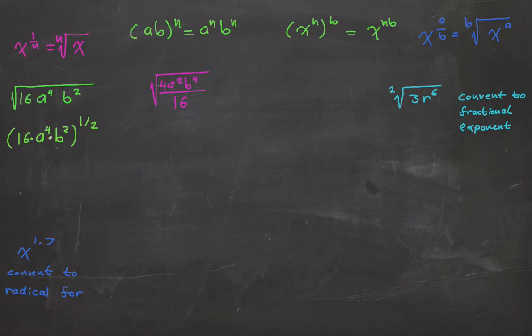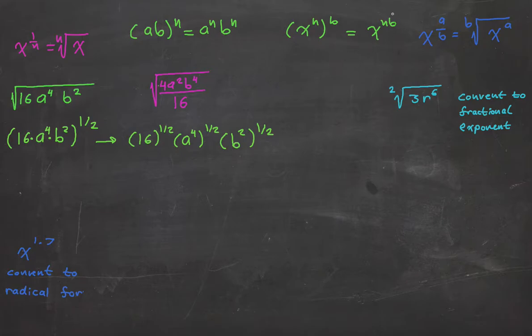Now I can use this property to distribute my 1/2 exponent over all these quantities. Note that these are all forming a product. This is not a sum. Remember, exponents do not distribute over a sum. So this will become 16 to the 1/2 times a to the fourth to the 1/2 times b squared to the 1/2.